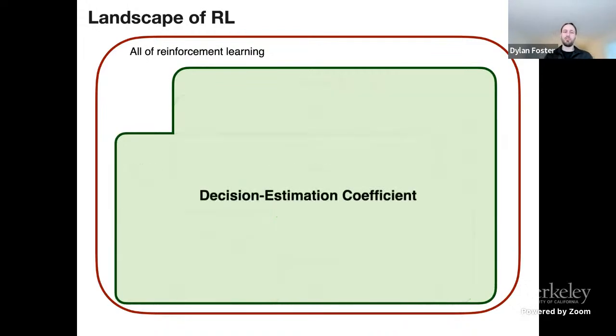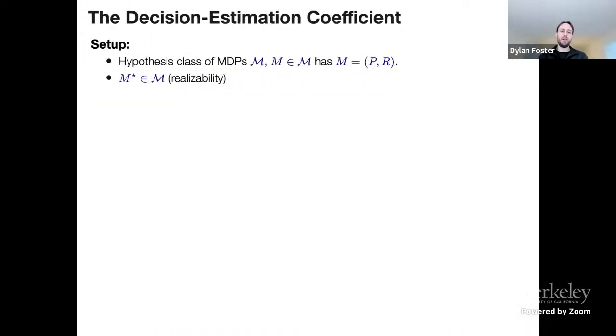So the last thing I'm going to go over is a very recent result. We have a new complexity measure that does exactly this. It's called the decision estimation coefficient, and it gives necessary conditions for sample efficient RL, as well as actually sufficient conditions.